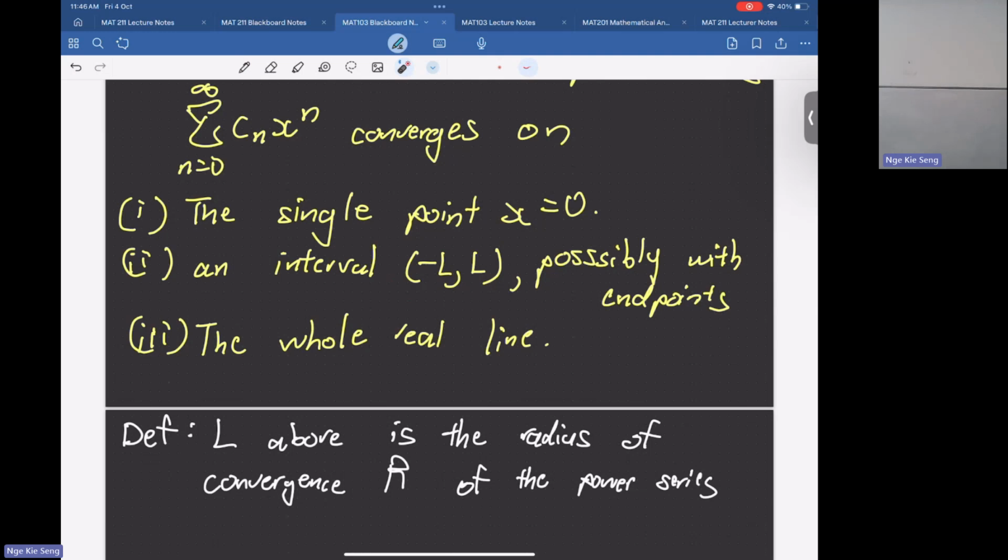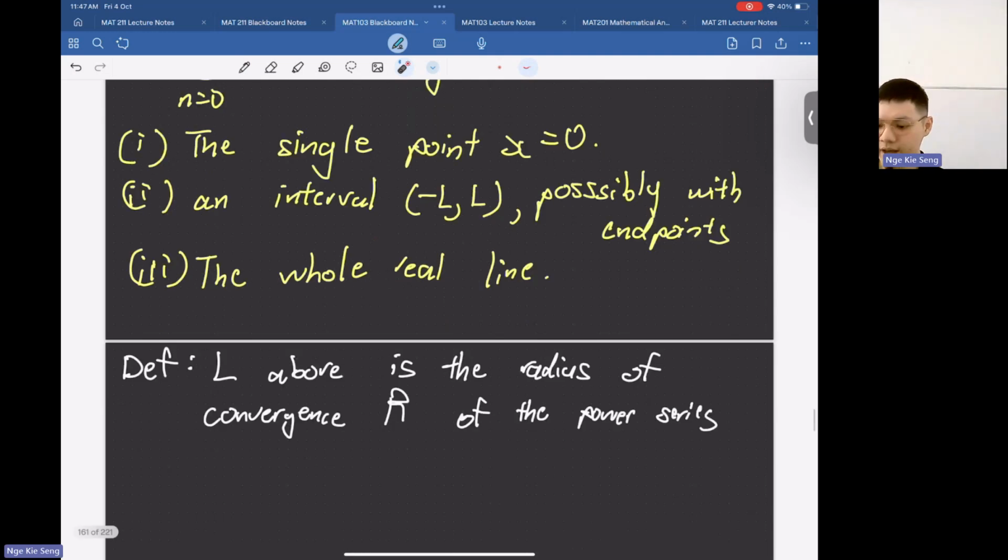Makes sense? If, let's say, an interval is minus 1 to 2, what's the radius with center 0? Do you want to pick 1 or 2? Don't know. So you can see that this theorem is quite strong. This interval is always symmetric around 0.